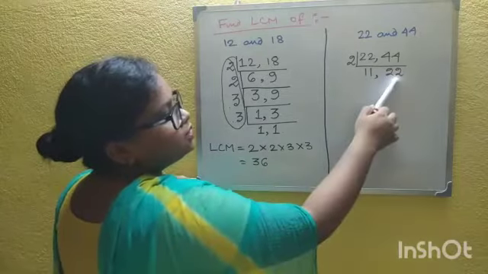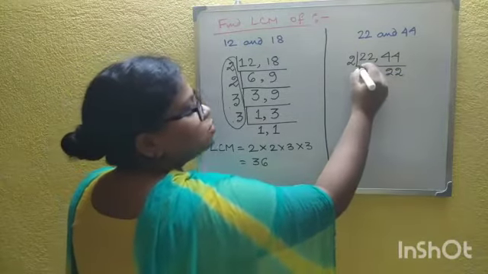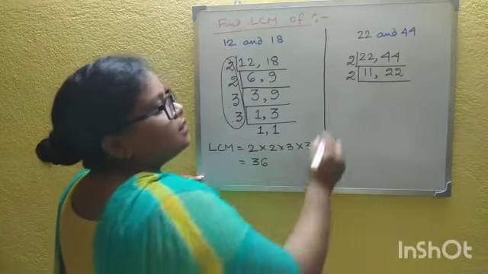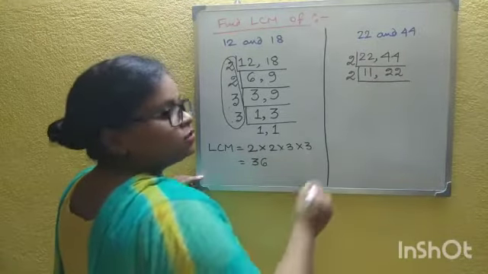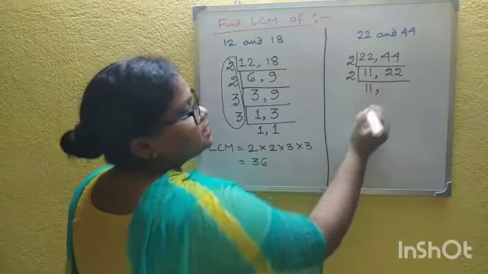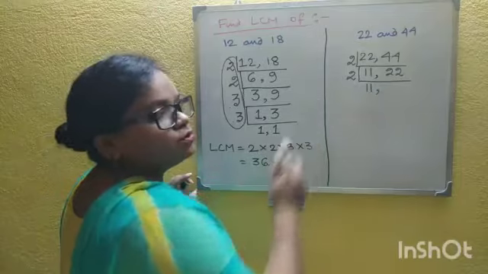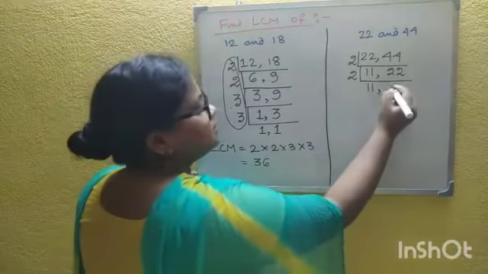Again here 22 is divisible by 2. So, again we are going to consider 2. 11 is not divisible by 2. So we will write 11 as it is. Then we are going to divide 22 by 2. The answer will be 11.